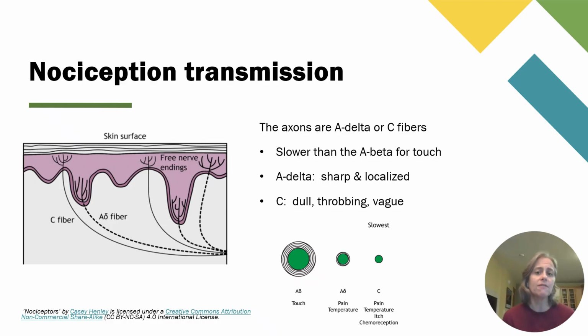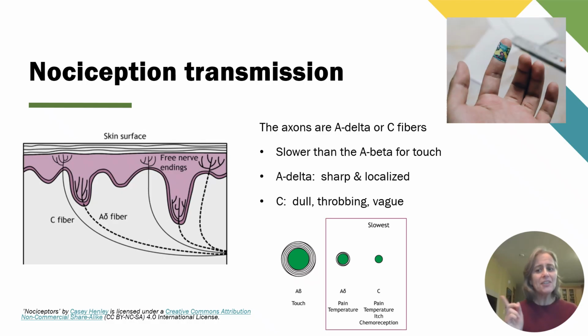So the axons that we're going to find used by nociceptors are one of two types. They are A delta or C fibers. These are smaller. Okay. These are smaller and therefore slower than the ones for touch, right? Now, interesting, the A delta give us that kind of sharp, localized sensation, and the C fibers give us that more dull, throbbing, aching type of pain. So you can thank your A delta fibers or your C fibers, depending on which type of pain you are having.